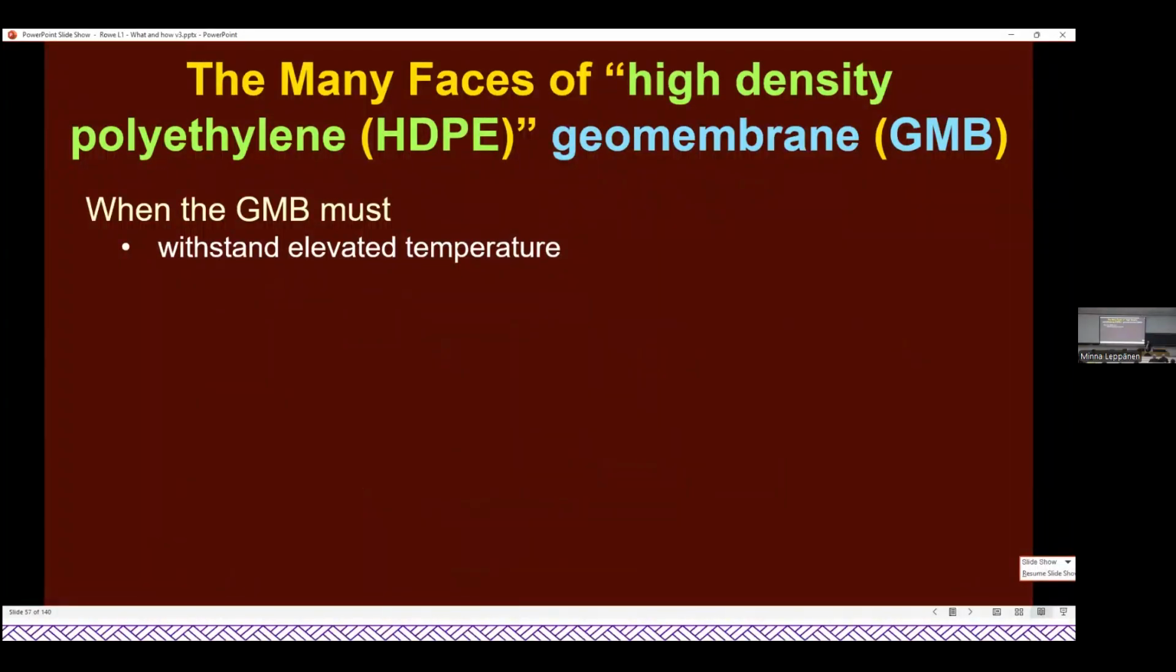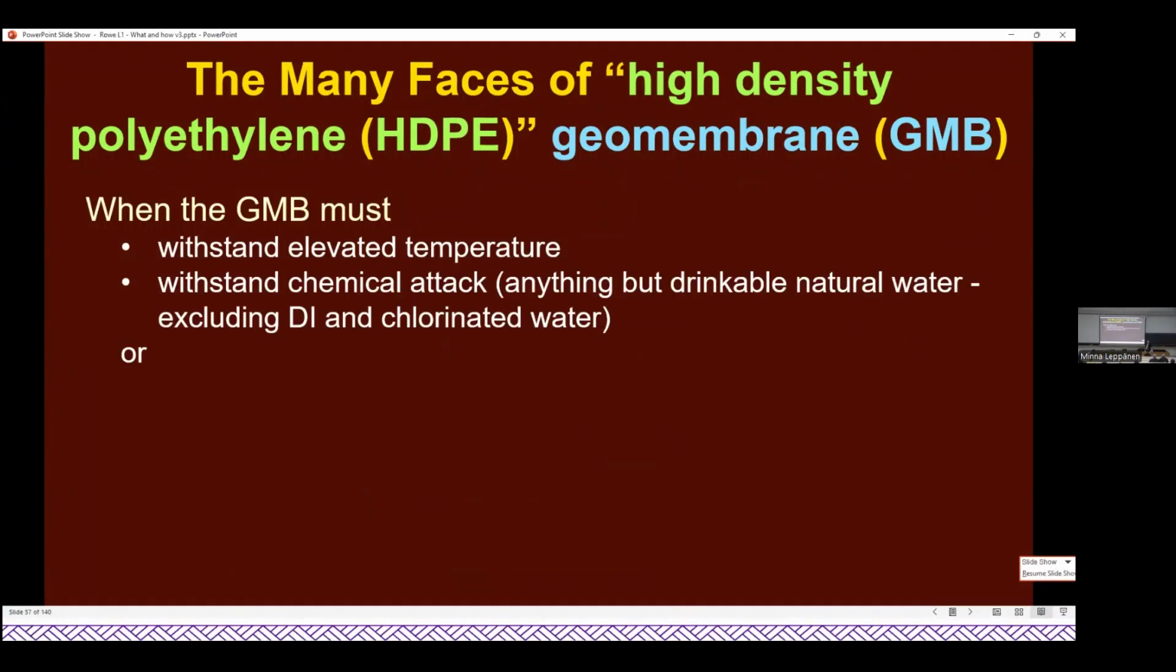So a geomembrane must withstand the temperatures it is going to work with. So you need to understand the temperatures. You have to understand what chemistry it's going to be interacting with. And typical drinking water is relatively benign. Distilled water is not. Chlorinated, highly chlorinated water is not. So even water has to be looked at for its chemical compatibility.